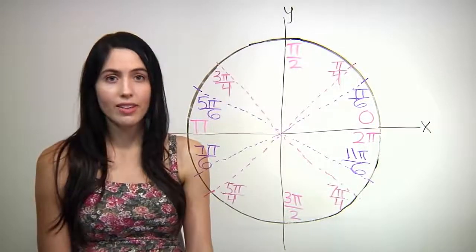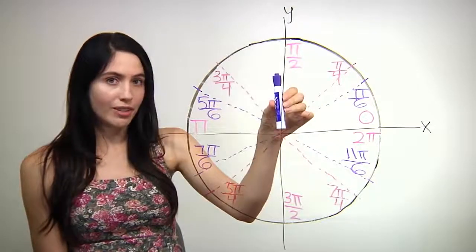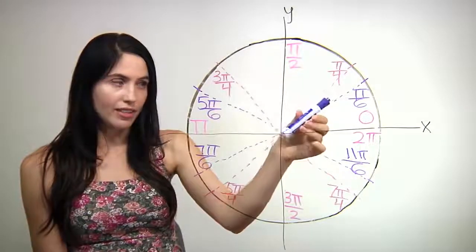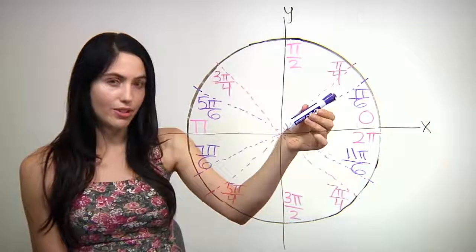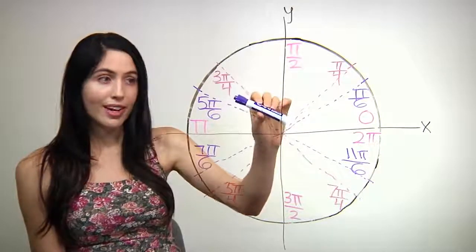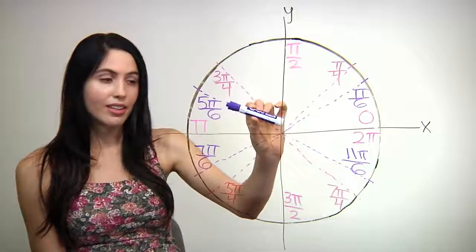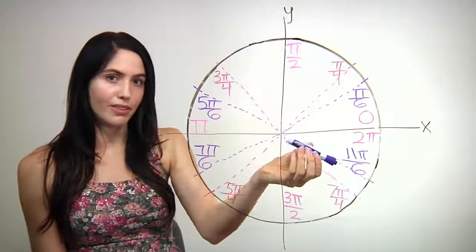Now we have the pi over 6's. So if 1/4 of the circle is pi over 2, 1/3 of that, if you divide by 3, is pi over 6. So the first one is pi over 6. Then if we mirror it on the other side of the axis, we have 5 pi over 6. Down here, 7 pi over 6. And down here, 11 pi over 6.